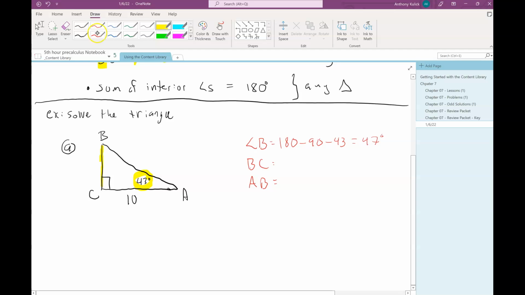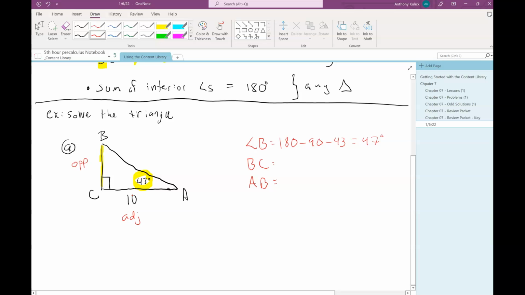So relative to that 43-degree angle, BC, the side we're looking for, is that opposite, adjacent, or hypotenuse? That's opposite. And the side that we know, the 10, is that opposite, adjacent, or hypotenuse? Adjacent. Now, any question about how we figured out which one was opposite and which one was adjacent? Okay, very good.